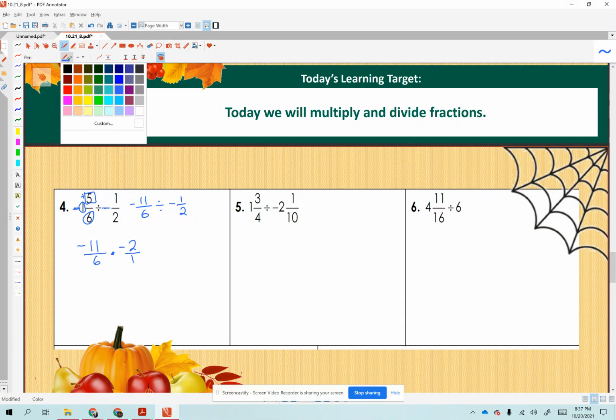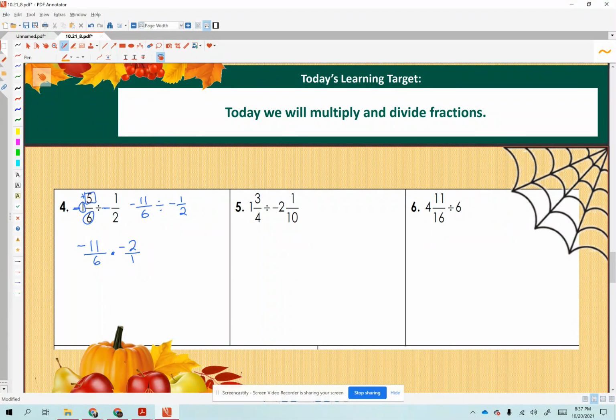So I can simplify a little bit. I can divide 2 by 2 for 1 and 6 by 2 for 3. And now I'm ready to multiply across. Negative 11 times negative 1 is positive 11. 3 times 1 is 3. So 11 divided by 3, remember that's negative. No, that's positive, because a negative times a negative is a positive. So that's positive.